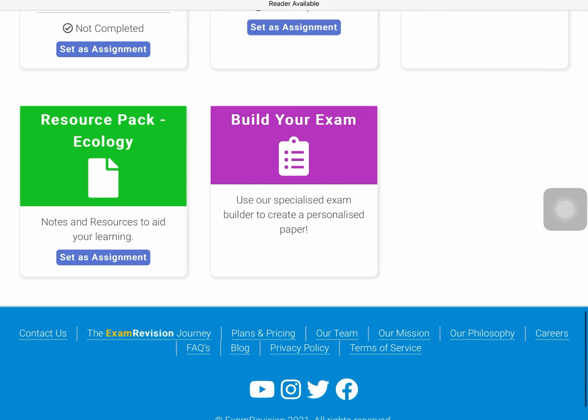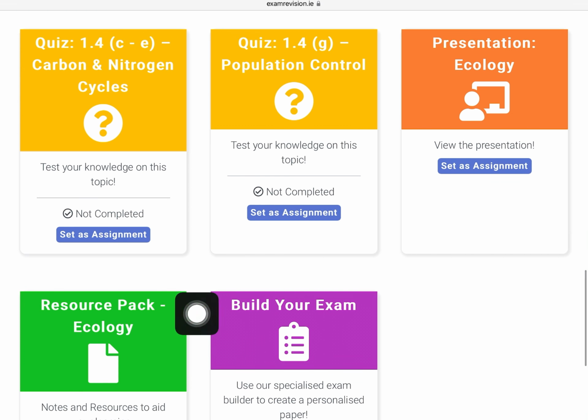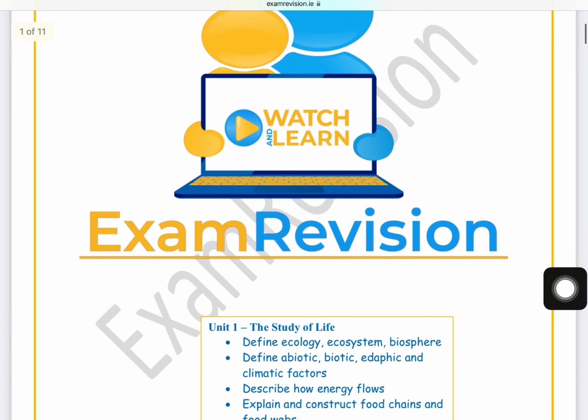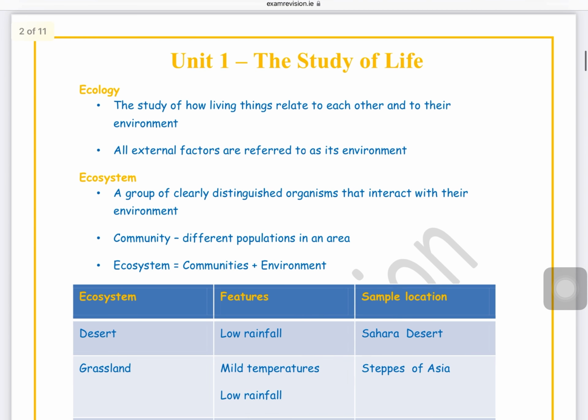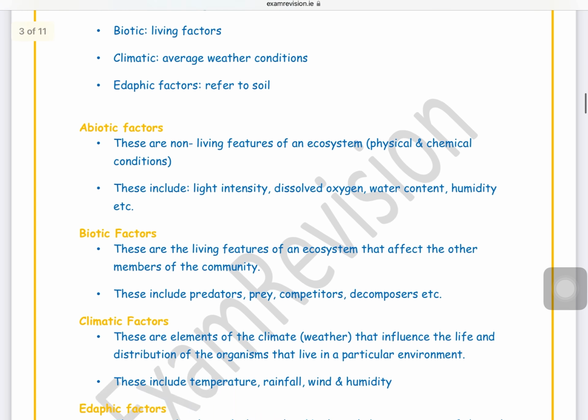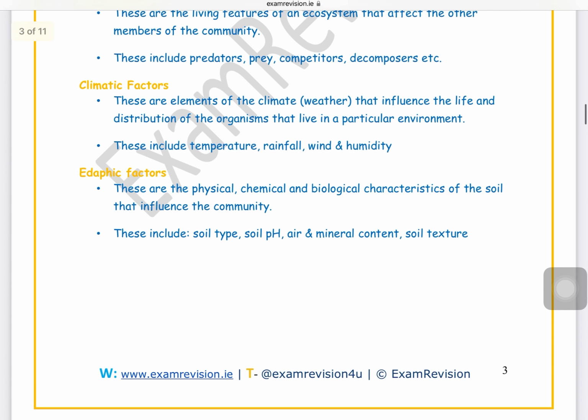And then right down here at the bottom, we also have our H1 notes. So if I click into ecology, every single thing that you need to know about ecology is laid out for you here. Okay, so this will really help you for when you're practicing your short answer questions in your exam papers.